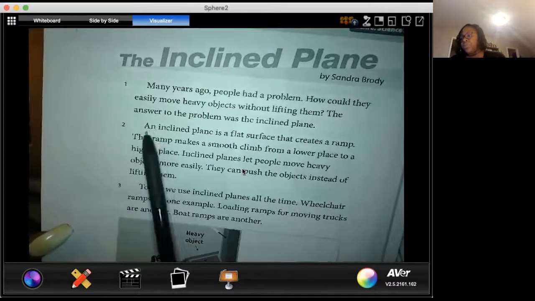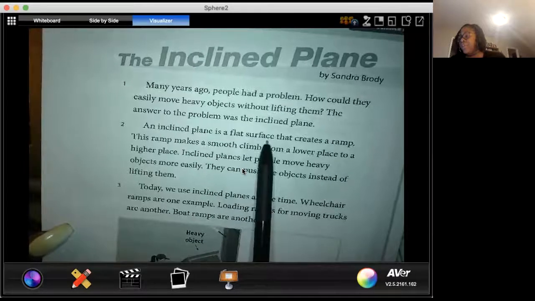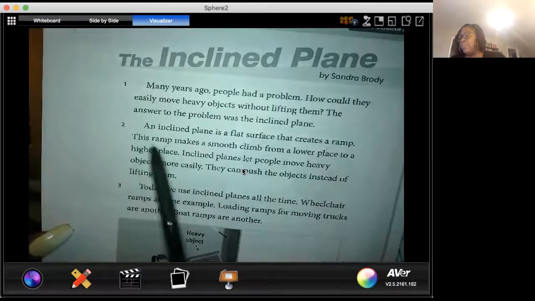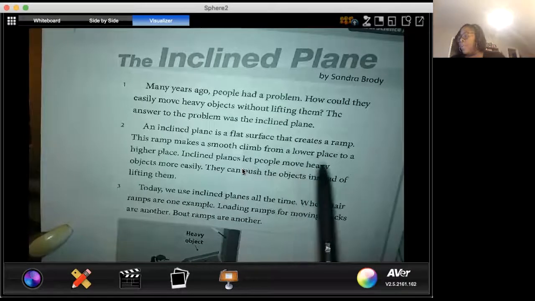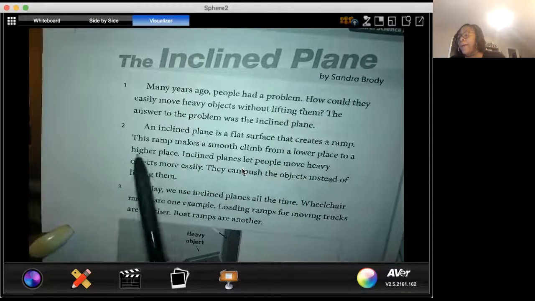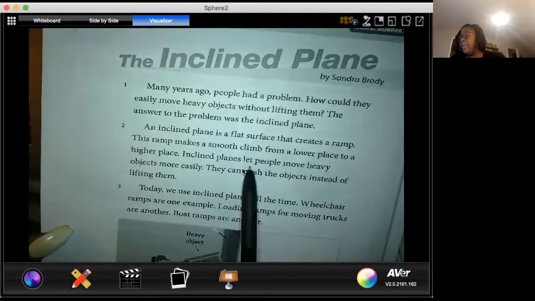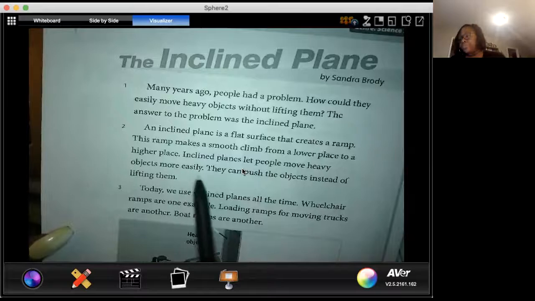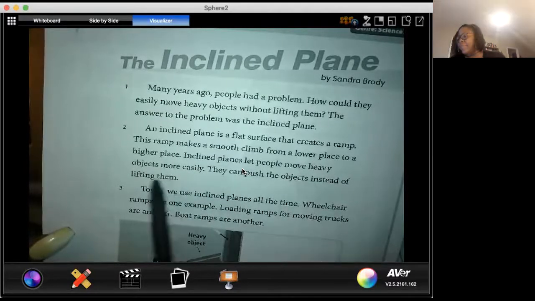Paragraph 2. The inclined plane is a flat surface that creates a ramp. This ramp makes a smooth climb from a low place to a higher place. Inclined planes let people move heavy objects more easily. They can push the objects instead of lifting them.